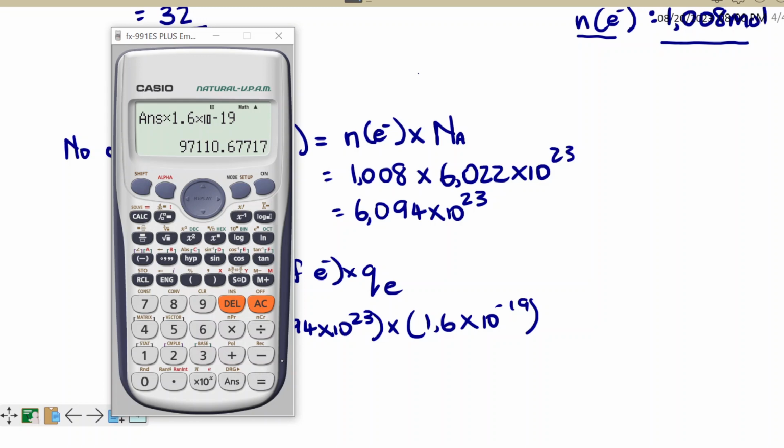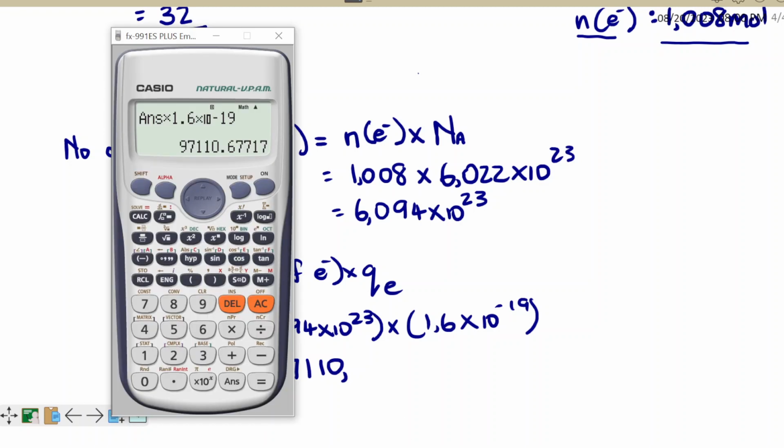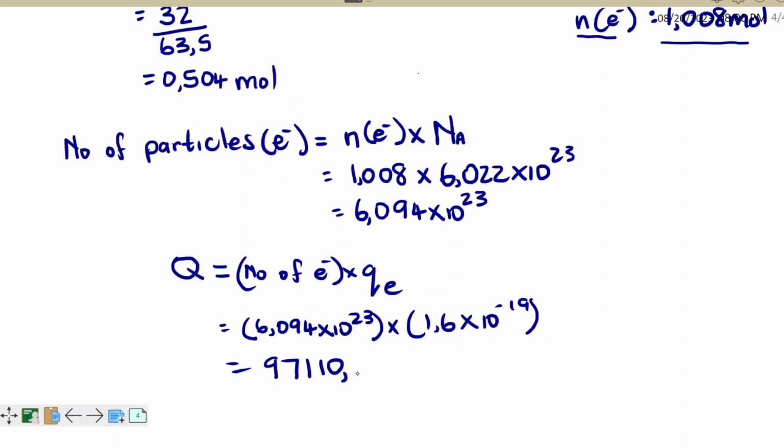So I get something like 97,110,677. This is the amount of charge.